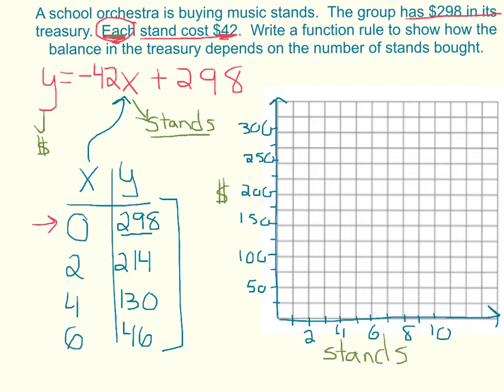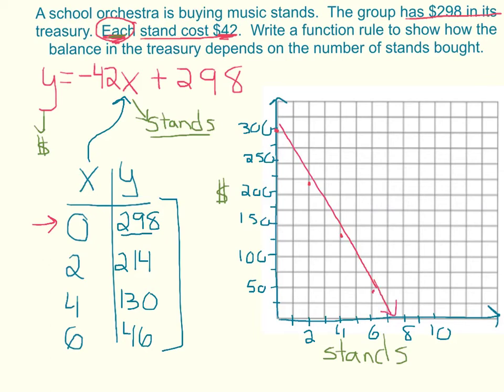0, 298. So at 0 you're almost up to 300. Over 2 up 214, which is in between 200 and 225. And then over 4 up 130. So we're estimating. And then over 6 up 46. So all of your points should go in a perfect straight line because we're still working with linear functions. And then you can connect and extend.